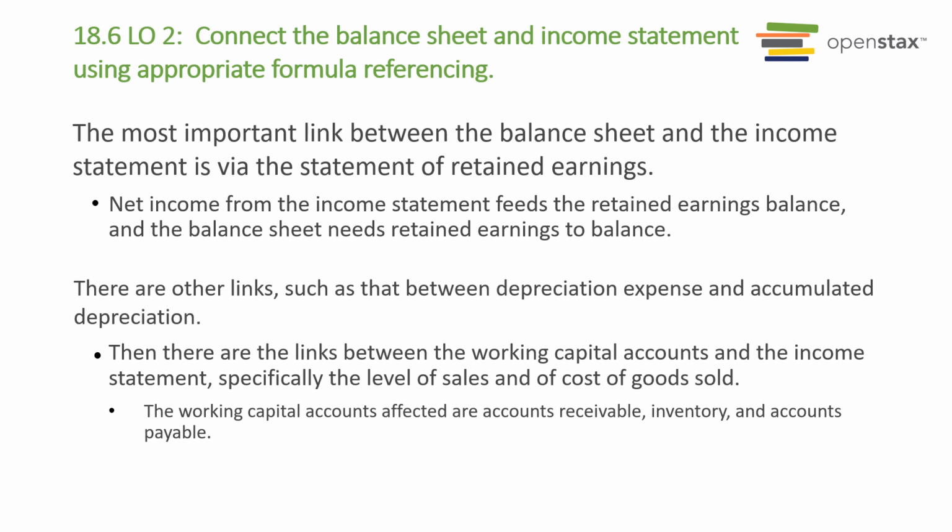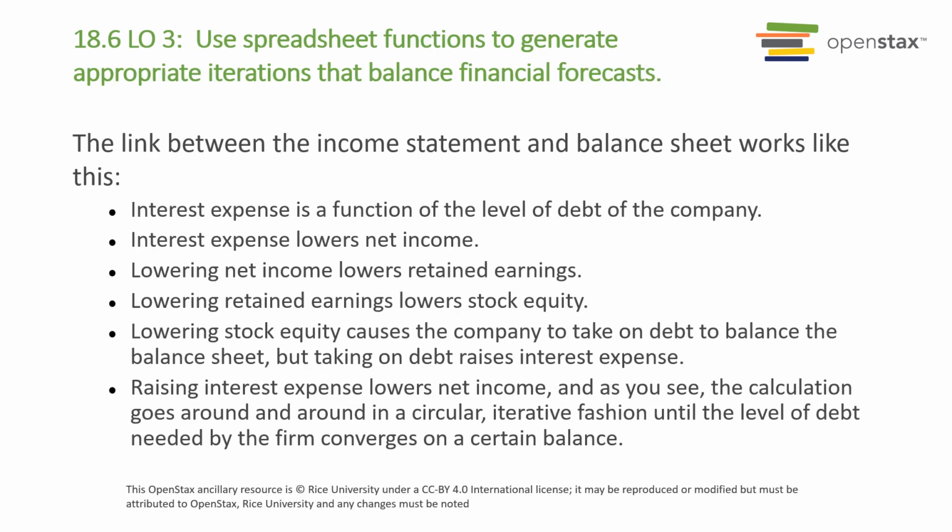There are other links, such as that between depreciation expense and accumulated depreciation. Then there are the links between the working capital accounts and the income statement, specifically the level of sales and the cost of goods sold. The working capital accounts affected are accounts receivable, inventory, and accounts payable. The link between the income statement and balance sheet works like this.